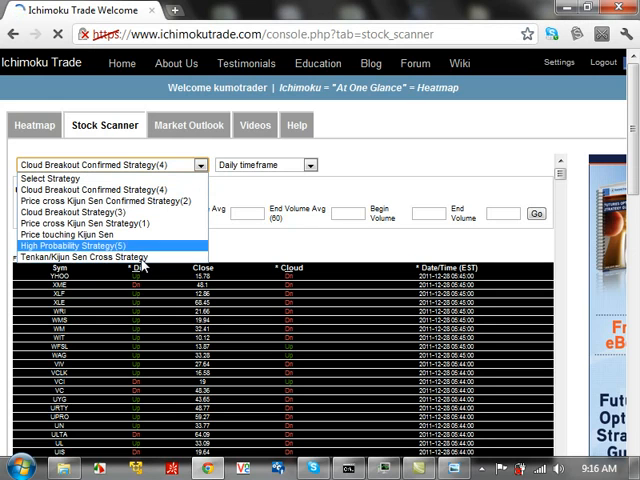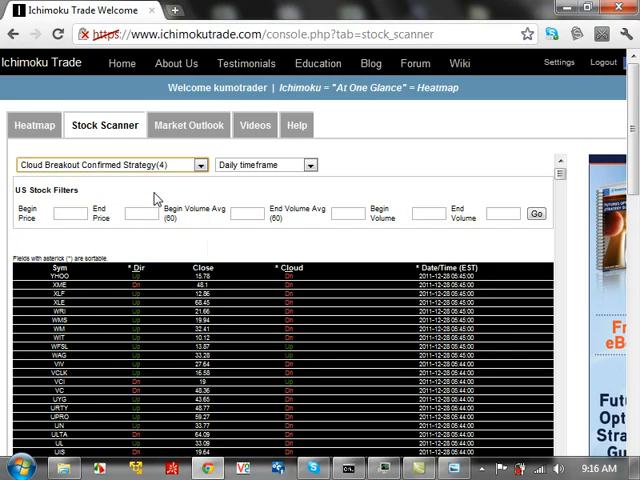Now notice in here we've got some other Ichimoku strategies. A lot of people like to use the Tenkan-Kijun cross strategy. We personally don't like to use that, which is why we only have 1, 2, 3, and 4, but that is available there. You also have the ability to find things that are touching the Kijun, which is another strategy a lot of people like to look at, which is counter trend.